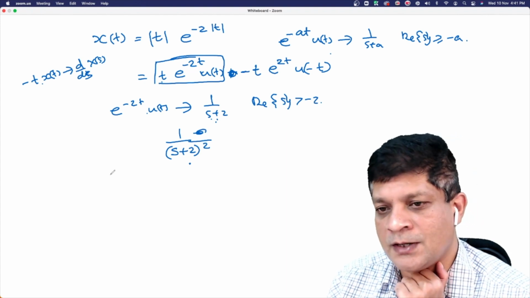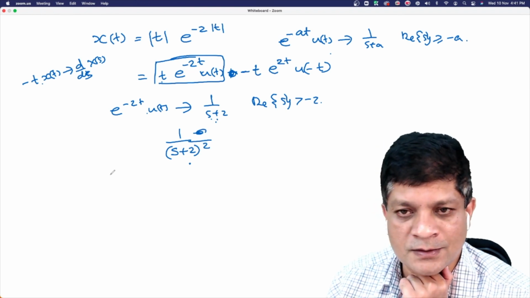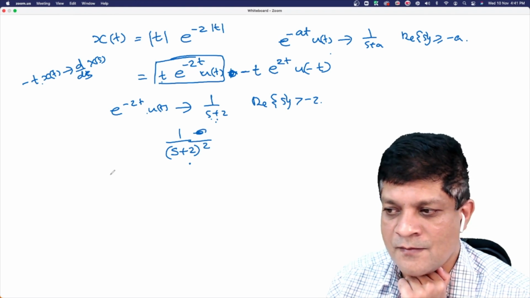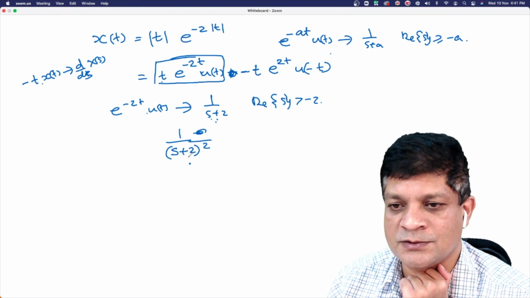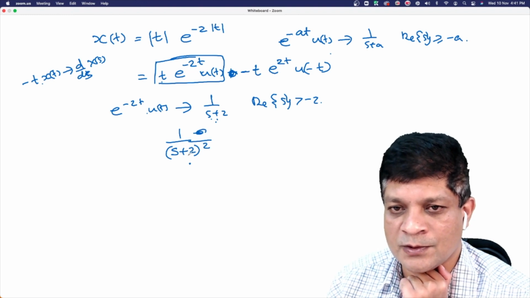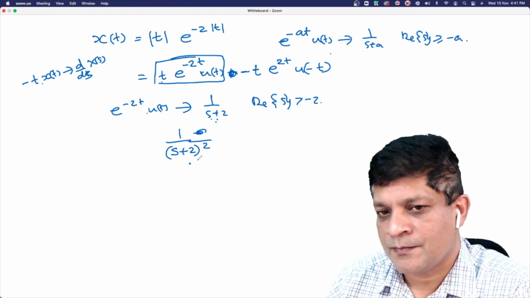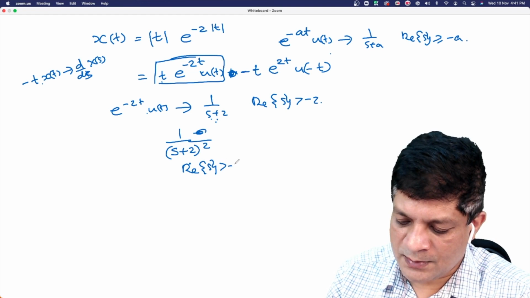If you differentiate a right-sided signal, what will be the signal? Is it right-sided? Yes, sir. So the pole is at minus 2. The location of the poles won't change. There is another pole at the same location, multiple poles. So this is also real part of s greater than minus 2.